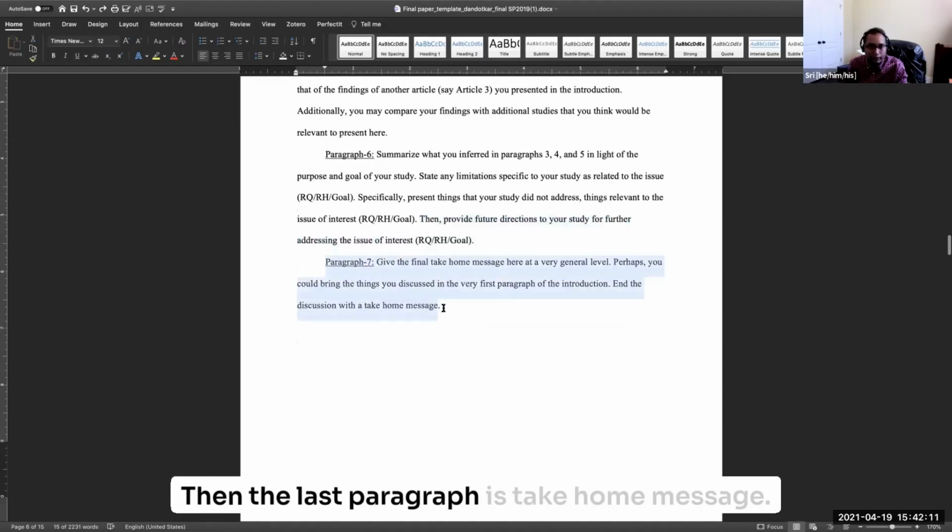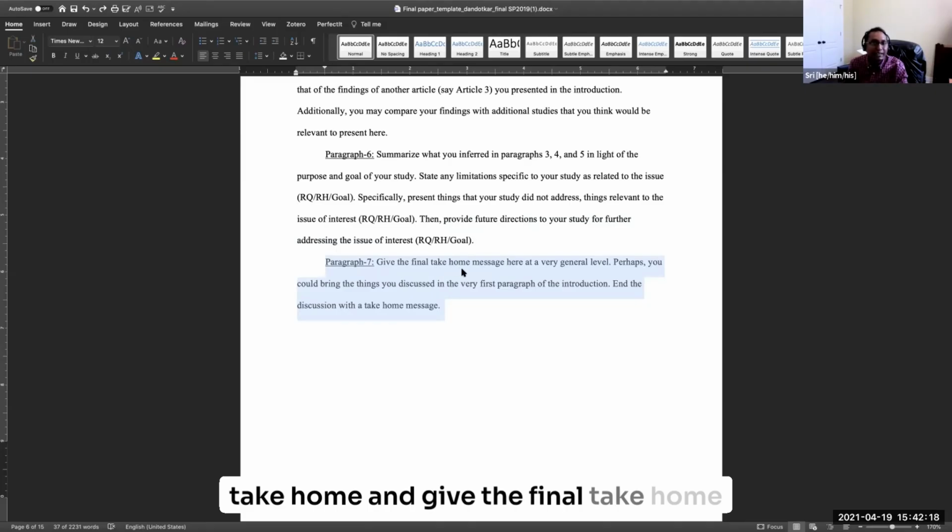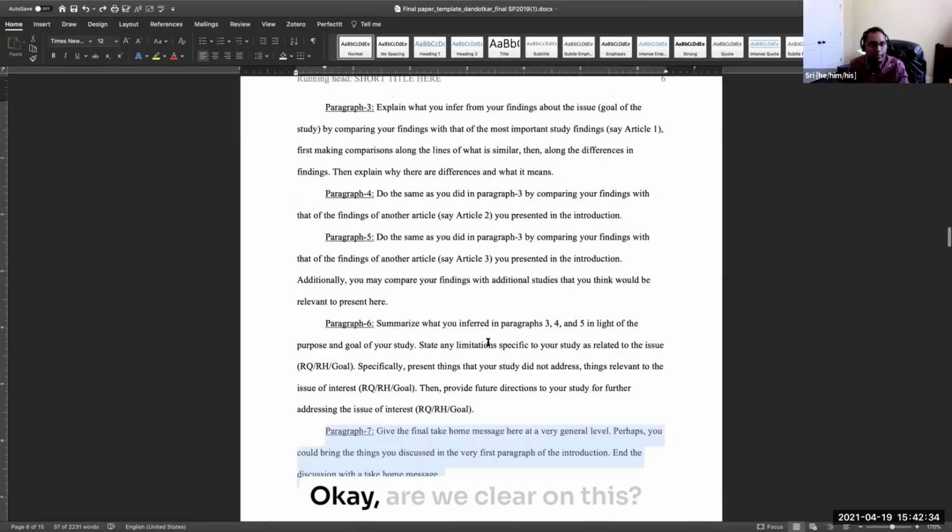Then the last paragraph is the take home message. What does it all mean? Give the final take home message here at a very general level. Perhaps you could bring in things that you discussed in the very first paragraph, your introduction, to connect. Okay. Are we clear on this?